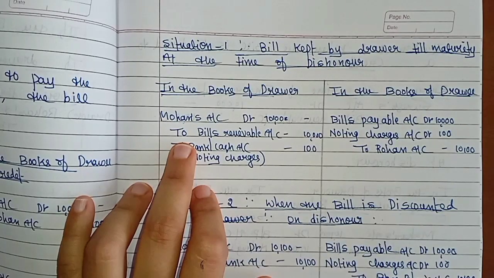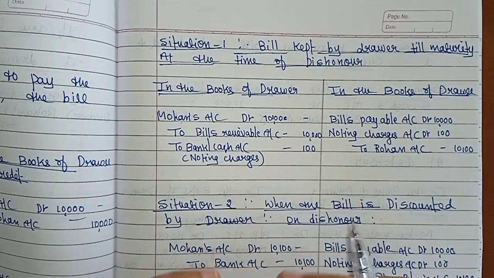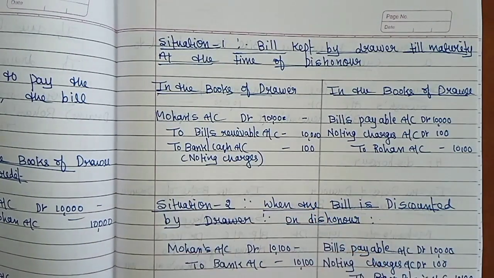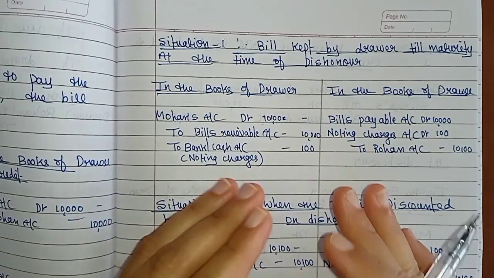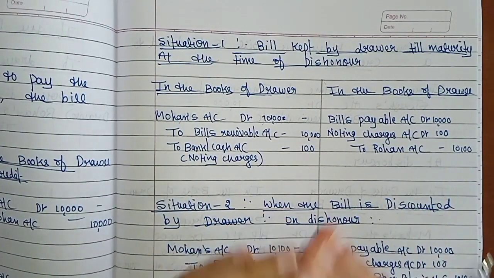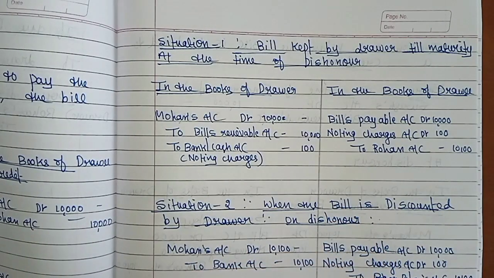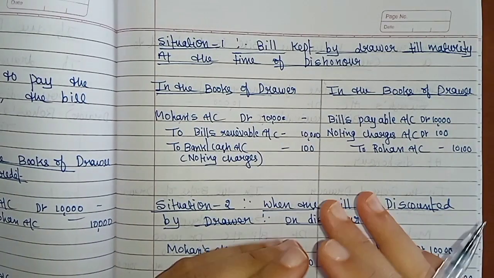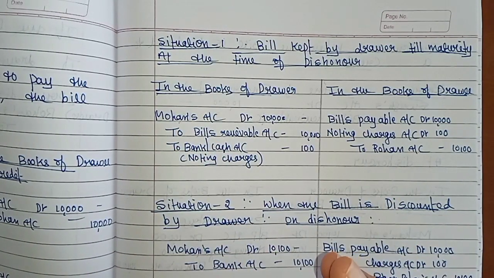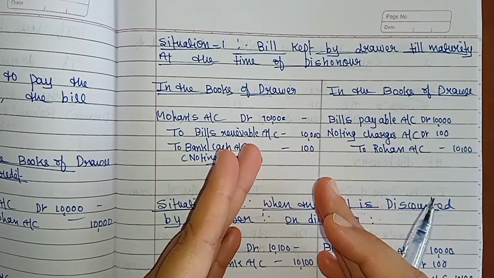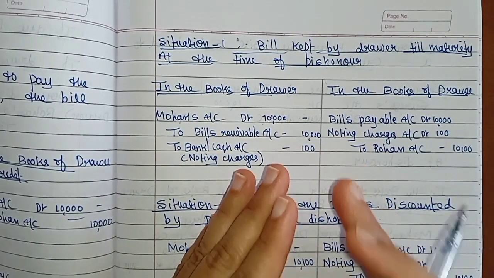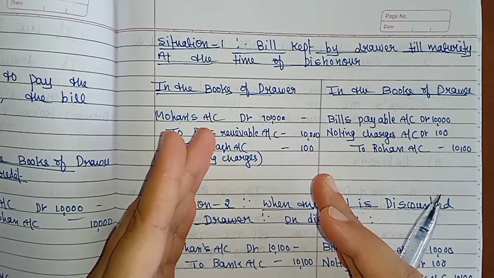Mohan is the drawee, means buyer, right? See, it means when the drawee, Mohan, does not pay the bill on the due date, the drawer, in our case Rohan, cannot treat the bill as an asset anymore. Bills receivable is an asset, but the drawee fails to pay the bill amount, so the drawer cannot treat the bill as an asset. Why? Because the bill is not going to be paid, right? So the drawer cancels the bills receivable.